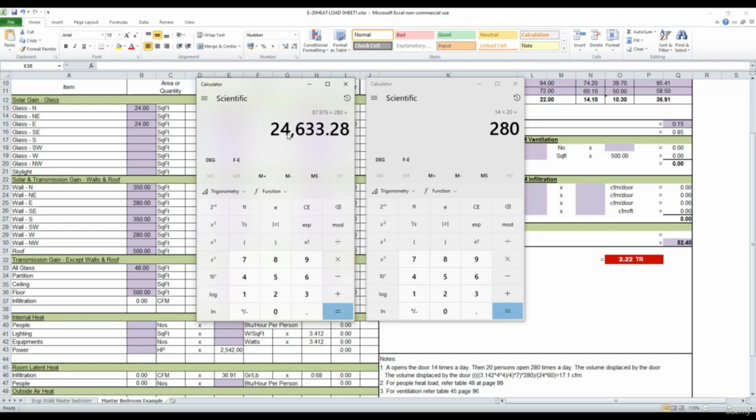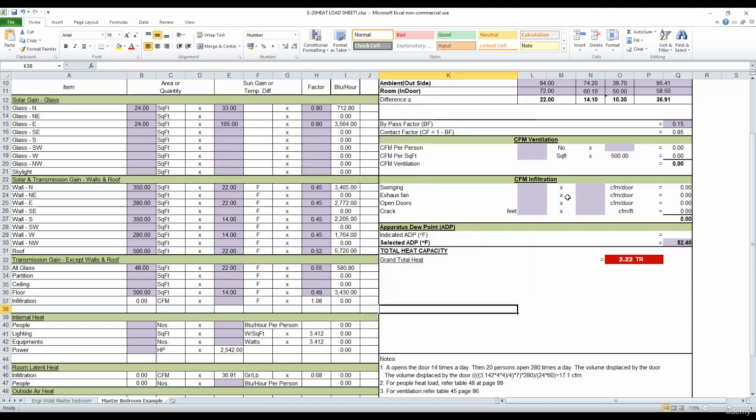Now we have to calculate the volumetric flow of air infiltration into the room. Hence, we have to bring in a factor that is time. We divide this value by 24 multiplied by 60 to find the volumetric flow per minute. Hence, we find the value of air infiltration volumetric flow is 17.1 cfm. Now we are going to plug the 17.1 cfm in here, and since the number of doors is 1, we fill in the value 1 here. Next, the temperature difference of the ambient with the inside of the room is 22°F, and this is multiplied by a factor of 1.08. Hence, we find out the value of heat gained in the room by air infiltration.